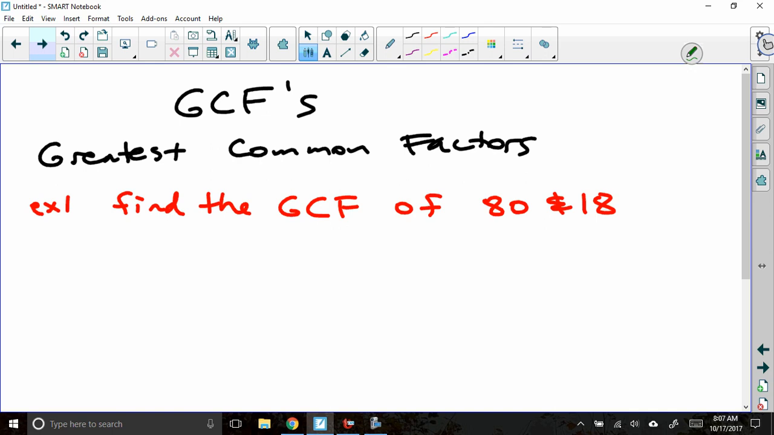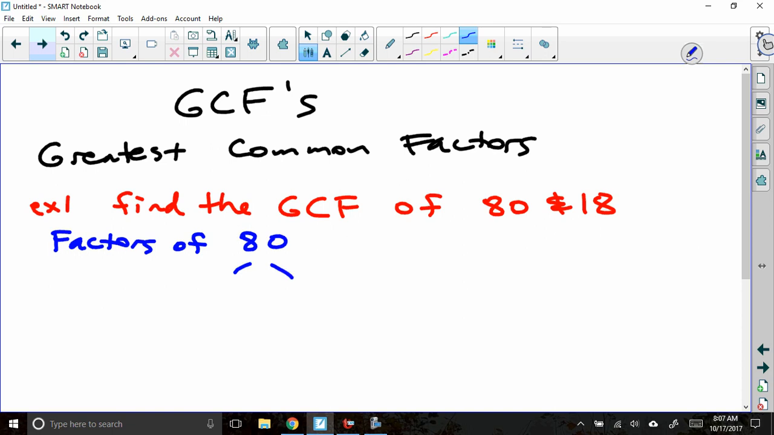Interesting thing about least common multiples: they have to be as big as the biggest number. Greatest common factors can be much smaller. So we need to consider factors. We need to find factors of each number. Let's see if we can find the factors of 80.